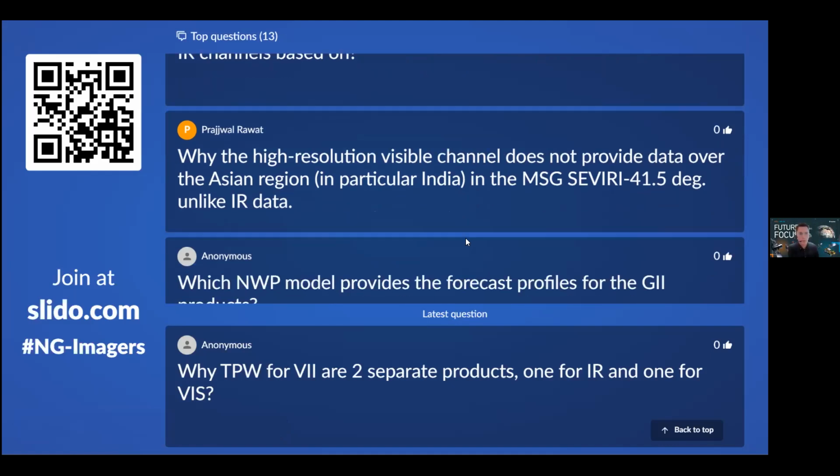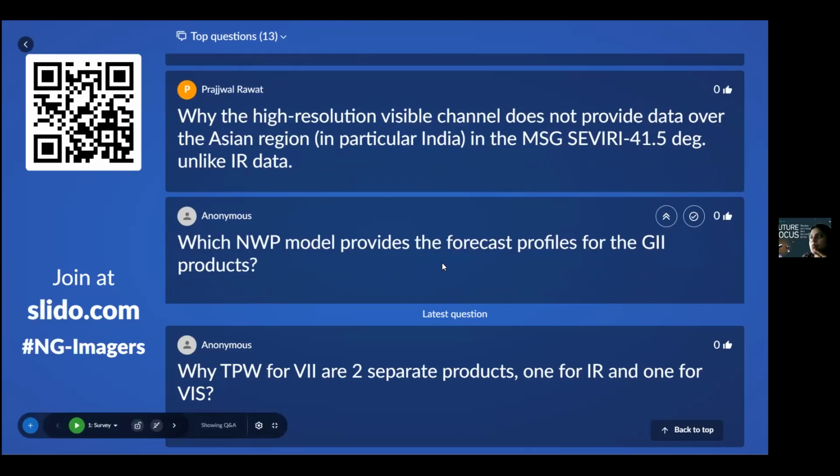Yes, Srika, can you hear me? Yes. Is it Munir? Yes, Munir speaking. Hi, Munir, please. I believe that's the HRV channel. I believe there is a limitation of the bandwidth, and we cannot cover the full disk with the high resolution, so a different region has been selected. Okay. I think that's a great answer.